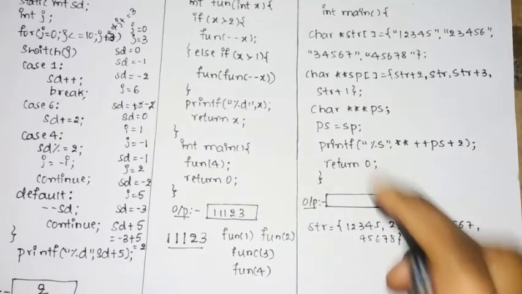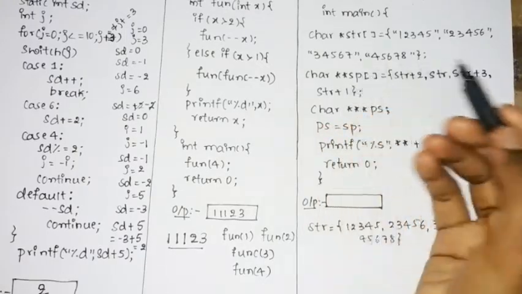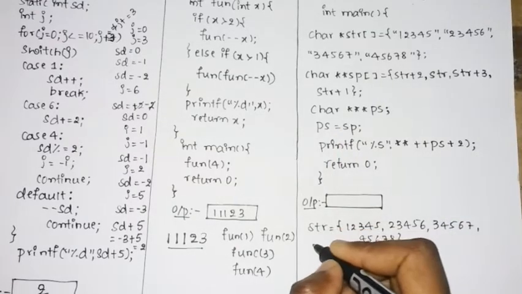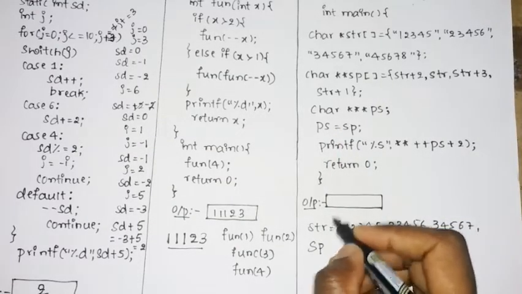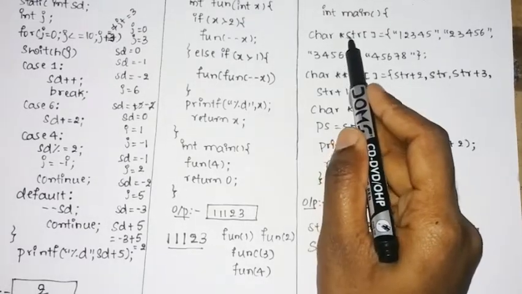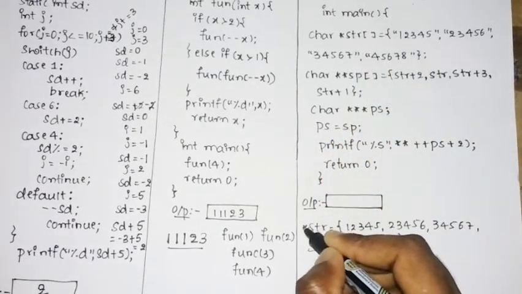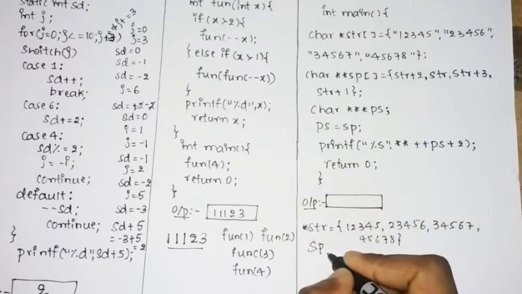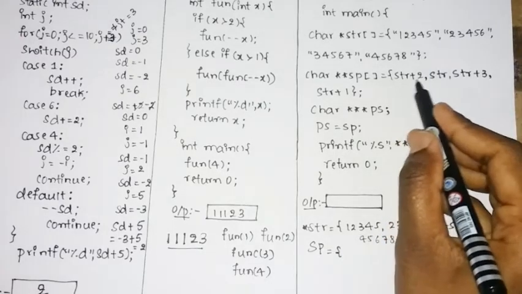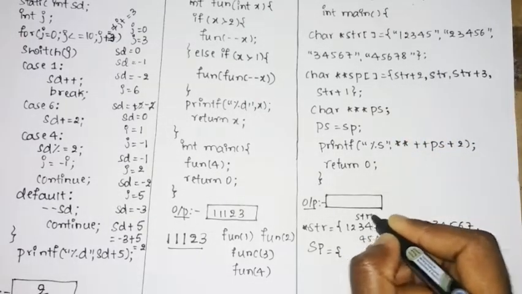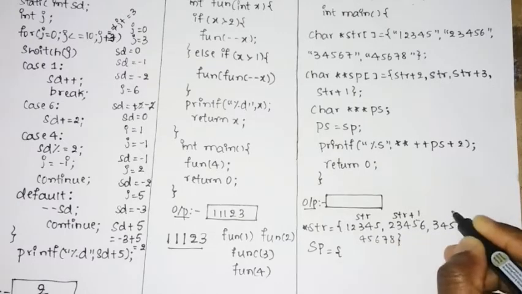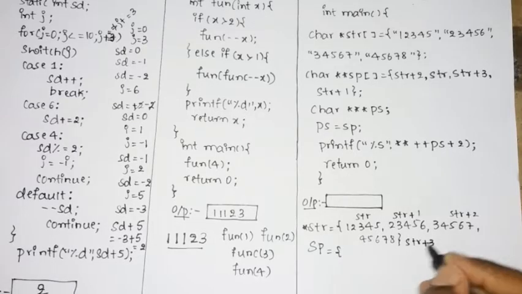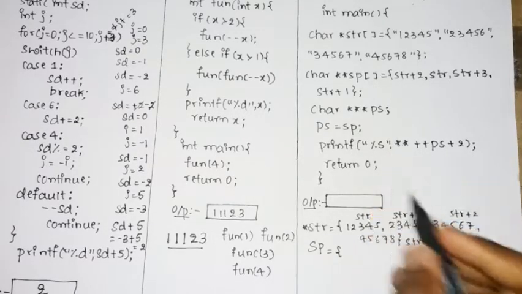So next we have a char star star sp, which is a pointer to a pointer. Star sp means it points to the value. So initially you can say this is str, this is str plus 1, this is str plus 2, as well as this is str plus 3. We are considering it. So next, sp is pointing to str plus 2.